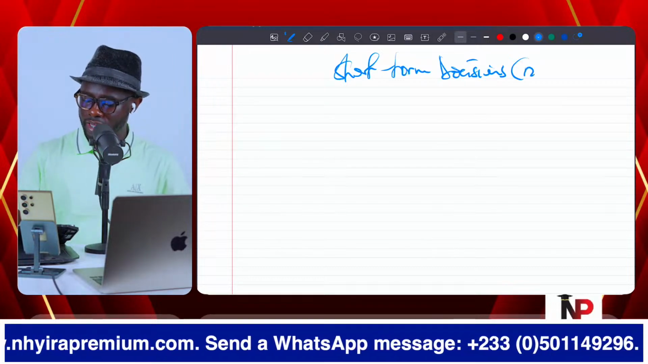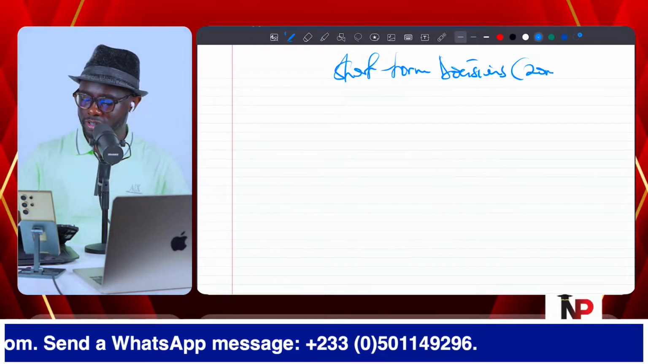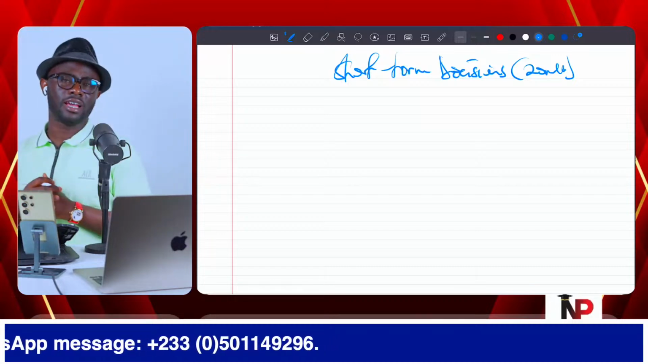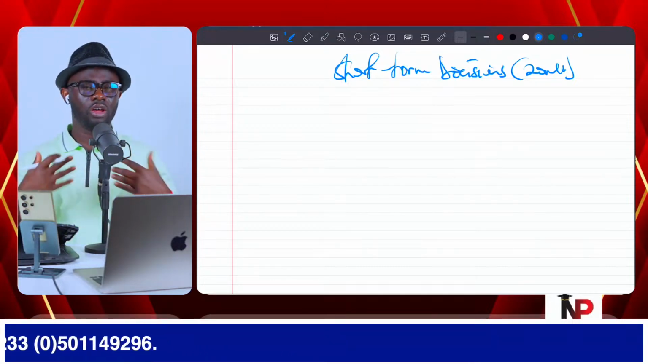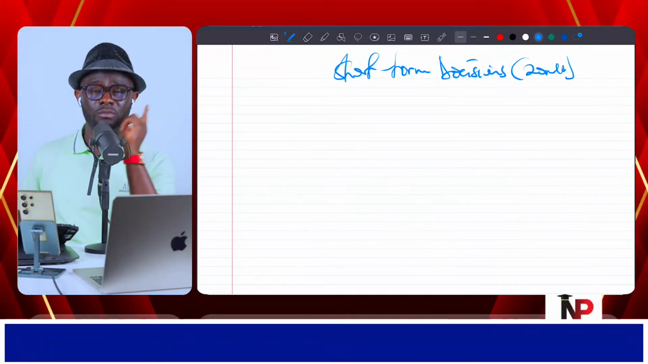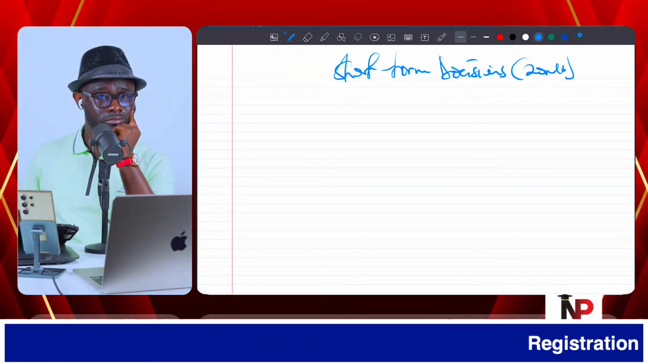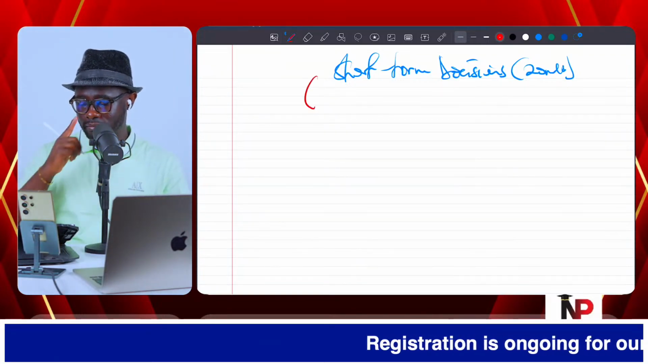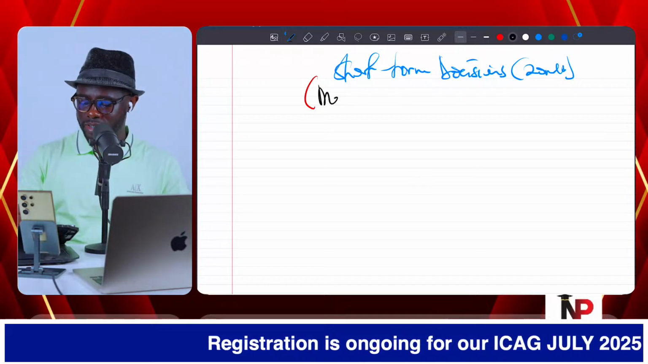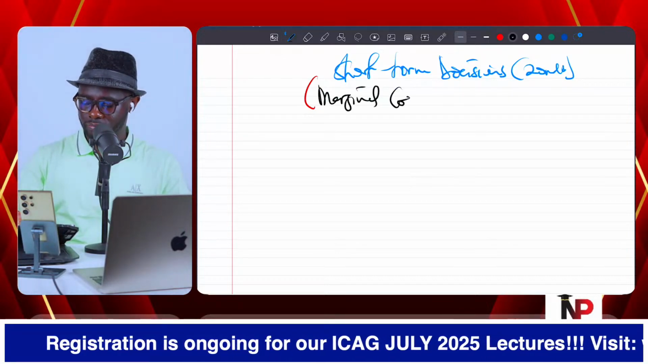That's a significant aspect of the syllabus, 20 marks. Always, the examiner is going to be getting excited for us. But there are a lot of short-term decisions that you have to be mindful of, a lot of them. Remember that under the short-term decisions, you are going to be applying the marginal costing principle.